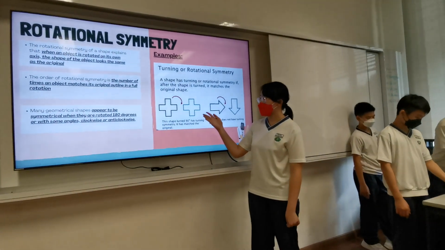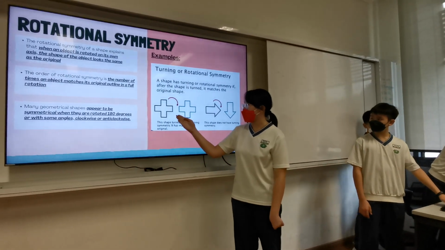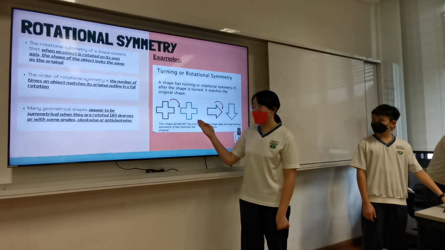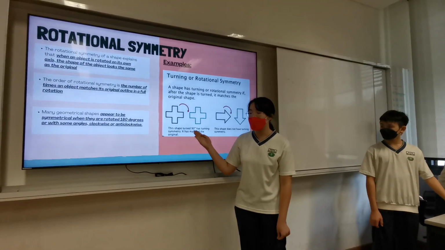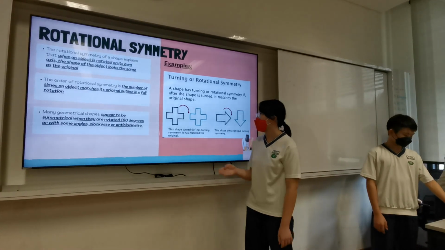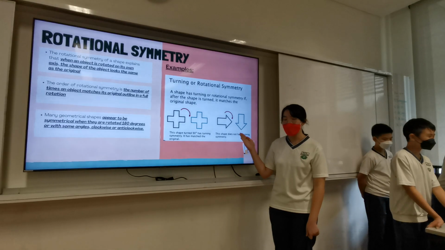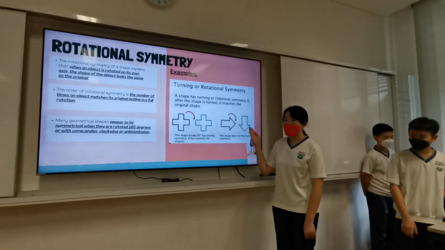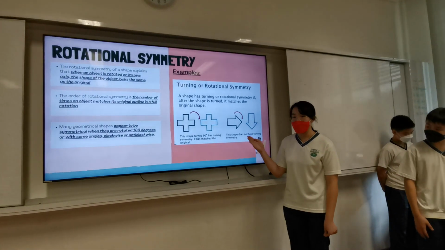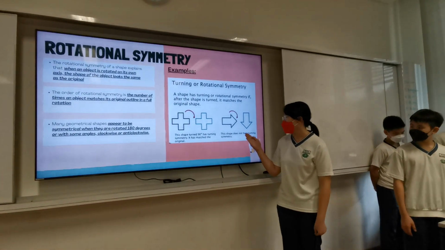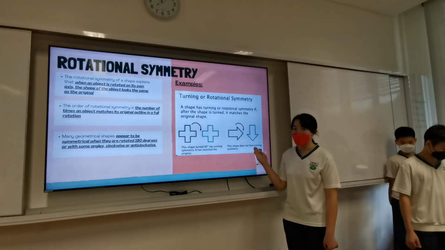Okay, so let's look at this example right here. As we turn this plus sign 90 degrees, it looks identical to the original one. Therefore, it has rotational symmetry. And for this shape, if you turn it 90 degrees, you'll see that it's not identical to the original image. So therefore, it doesn't have rotational symmetry.